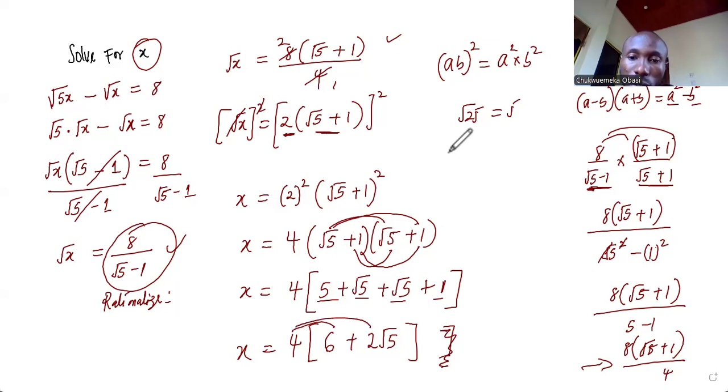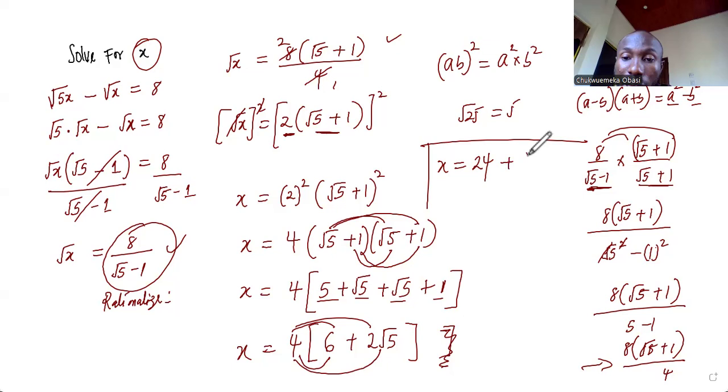So let us distribute. Finally, the value of x will become 4 times 6. When we distribute, 4 times 6 will give us 24, and 4 times 2 root 5 will give us 8 root 5. So this is the value of x that will satisfy this given radical equation.